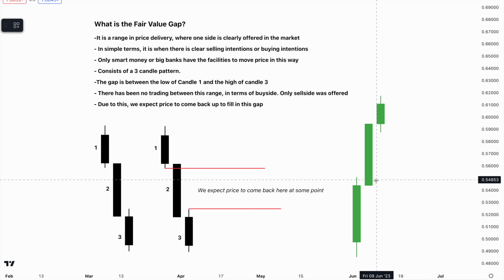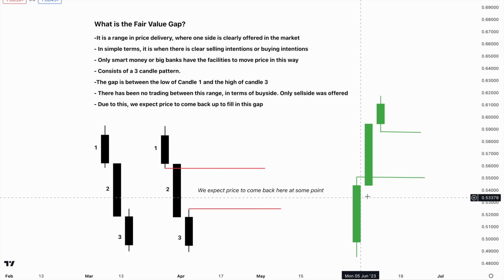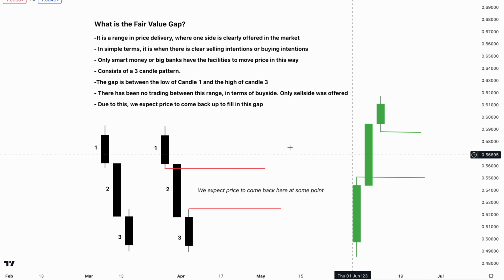Now, as you can see, this is the gap. This is the fair value gap that we're looking at. It's here and there. The low of candle 3 and the high of candle 1. This is the gap in a bullish scenario and this is the gap in a bearish scenario. We're going to go through some examples of this later in the video.